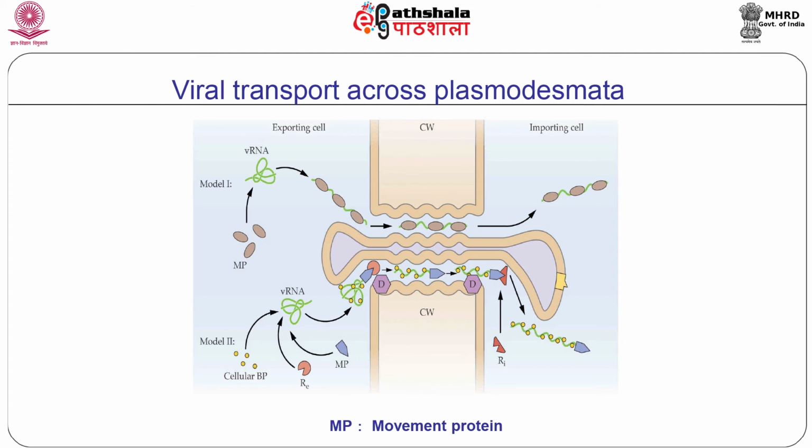Now, we are going to see the viral transport across the plasmodesmata. Active transport involves intercellular movement of plant viruses. Studies indicate that viruses manipulate the plasmodesmata for transport to different cells. The major mechanism of this type of viral transport has been deduced through studies of TMV in tobacco, which encodes a movement protein, that is MP, that mediates the transport of the non-virion form of the virus between cells.